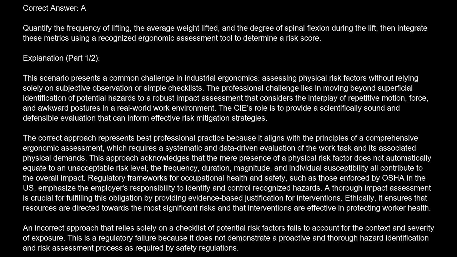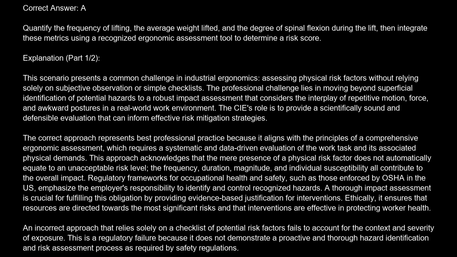Explanation. This scenario presents a common challenge in industrial ergonomics, assessing physical risk factors without relying solely on subjective observation or simple checklists. The professional challenge lies in moving beyond superficial identification of potential hazards to a robust impact assessment that considers the interplay of repetitive motion, force, and awkward postures in a real-world work environment. The CIE's role is to provide a scientifically sound and defensible evaluation that can inform effective risk mitigation strategies.